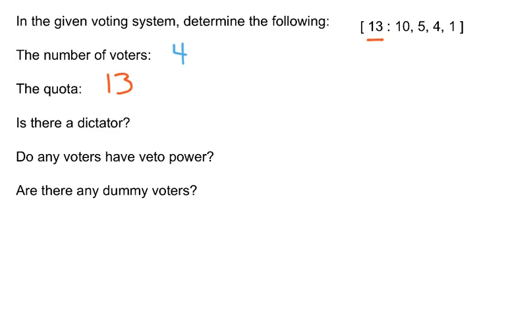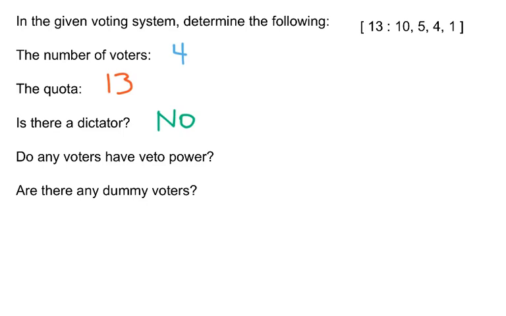Well, when we're looking for a dictator, we want to start with the highest weight voter and see if they meet those conditions. Well, remember, a dictator has to be able to pass a motion by themselves. Well, this highest weight voter I've got has a weight of 10, and my quota is 13, so I don't have a dictator here. No, I do not have a dictator.